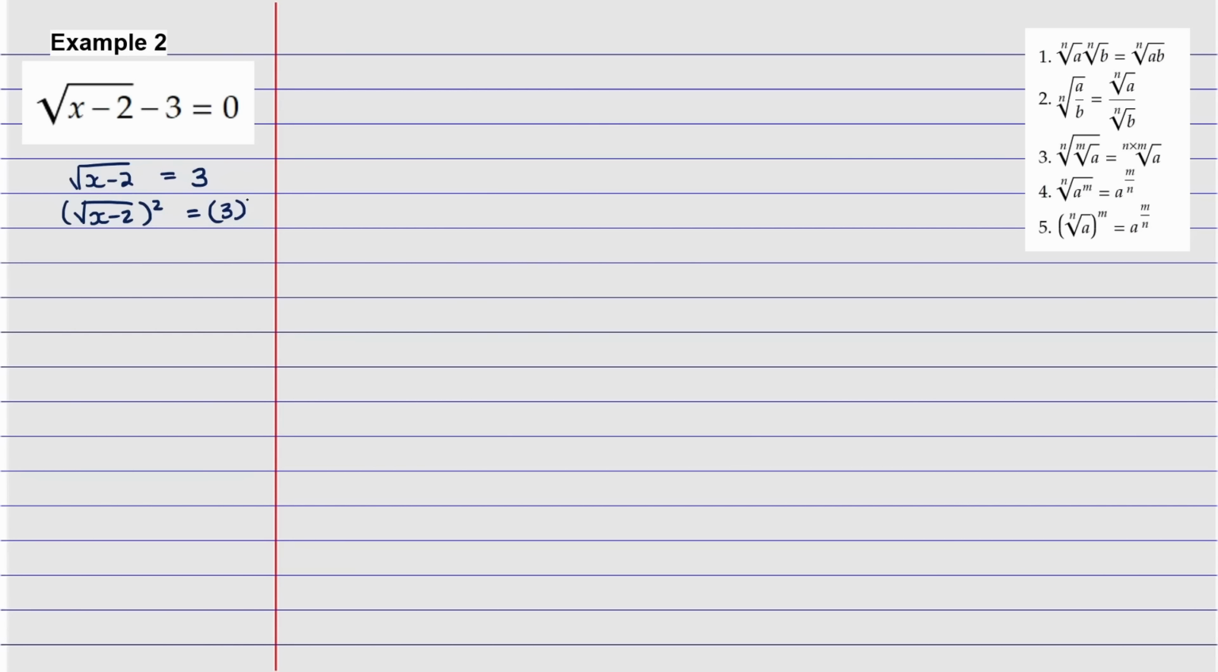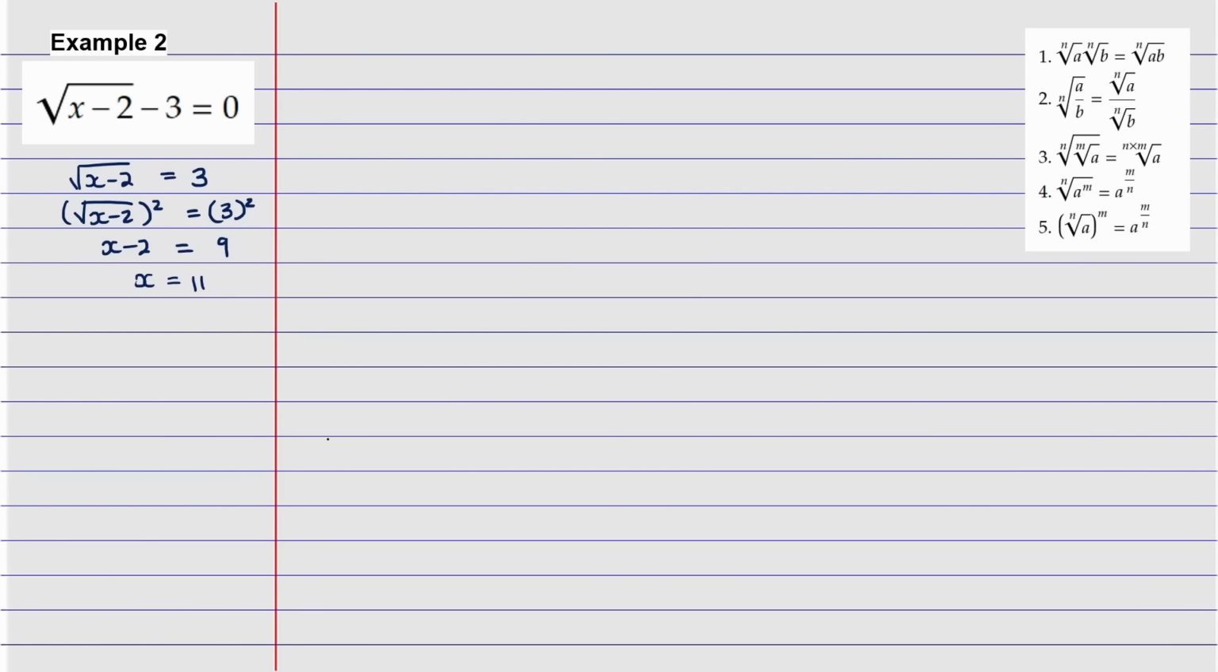So it's going to be like this. I'm going to be left with x minus 2 because the square root and the square are going to cancel out. And this is going to be 3 squared, which is going to give me 9, right? So now I'm going to take the 2 to the other side. So x is going to be equal to 9 plus 2, sorry, 9 plus 2, which is going to give us 11. So x is going to be equal to 11, right?